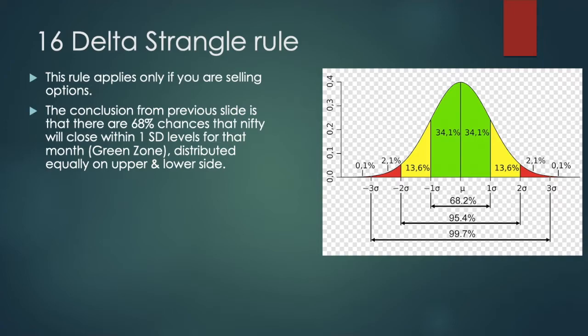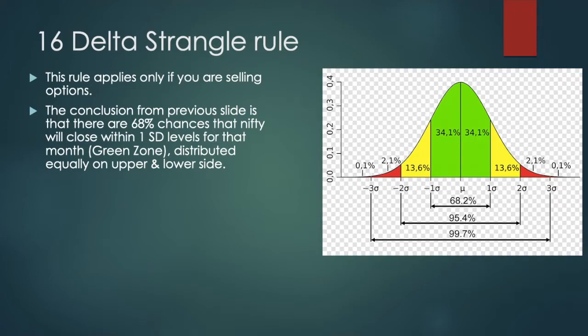It is distributed equally, it can go to the upside or the lower side, that we don't know, but there is a range of one standard deviation. 68% of the time, Nifty's percentage increase or decrease will not go beyond that one standard deviation limit. If the one standard deviation limit is, say, 5%, then 68% of the last 25 days of data will fall within 5% deviation from the current price. This is the rule you need to keep in mind.